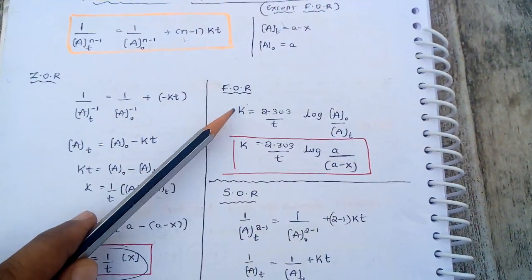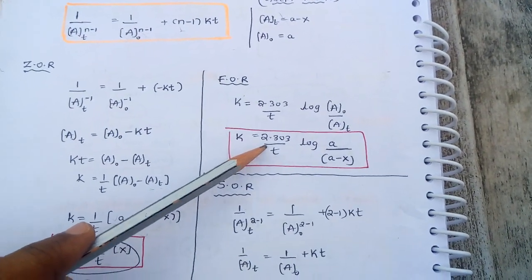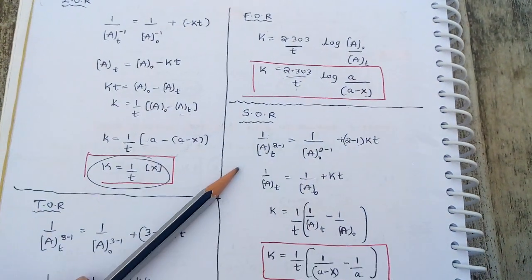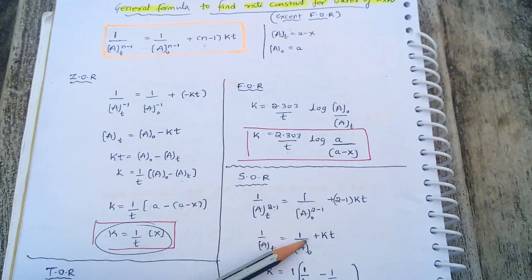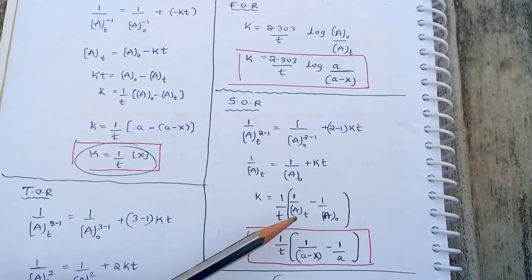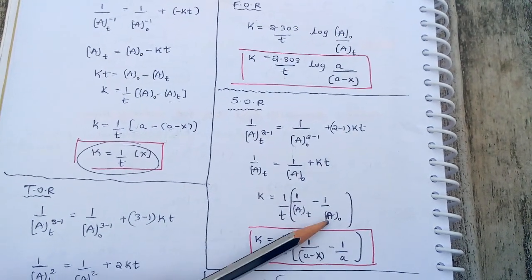For first order, I have told that this formula doesn't work. For that, you have to remember K is equal to 2.303 divided by t log a divided by a minus x. For a second order reaction, in place of n value, if you substitute 2, you will get K is equal to 1 by t, (1 divided by At minus 1 by A naught). That is, At is a minus x, A naught is a.